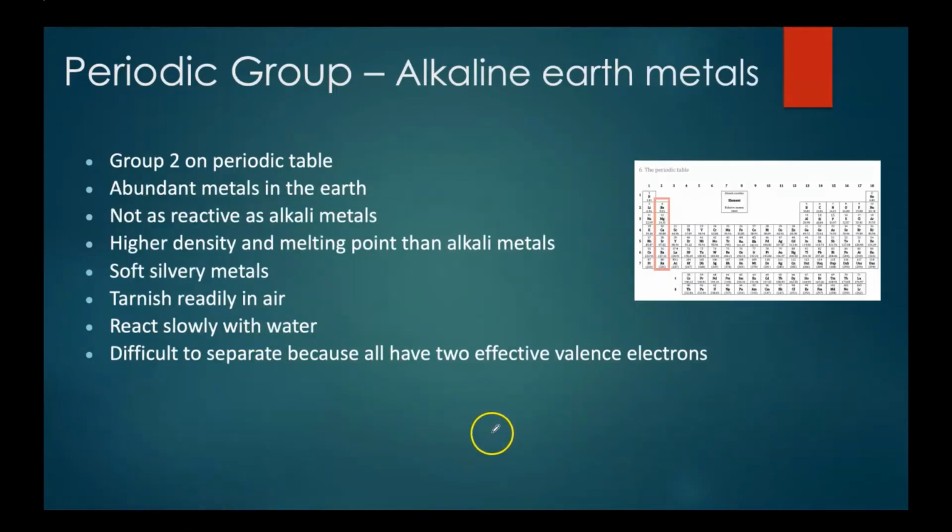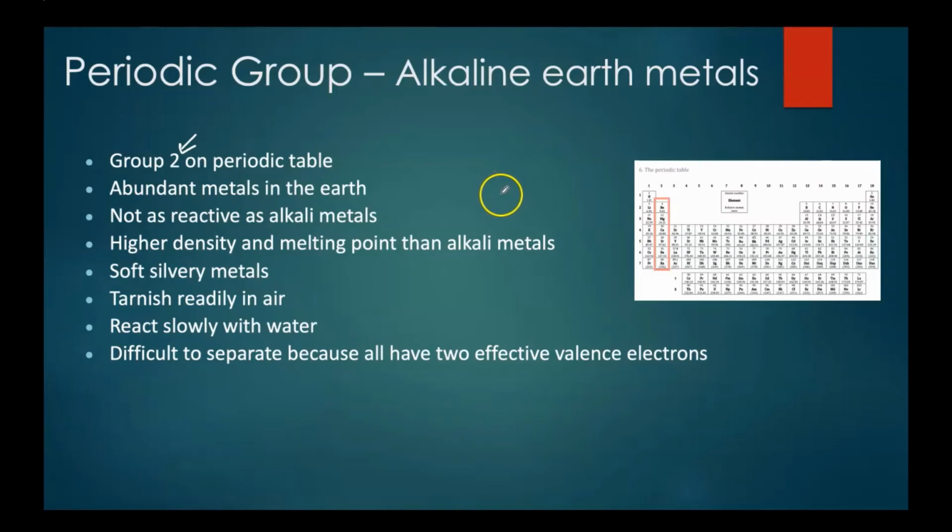Okay, alkaline earth metals are group 2 on the periodic table, and they're abundant metals in the earth. They are not as reactive as alkali metals, which means they don't really react with the water. They react very slowly with the water. That's the reason why, when we look at them, it looks like they're not reacting with the water.